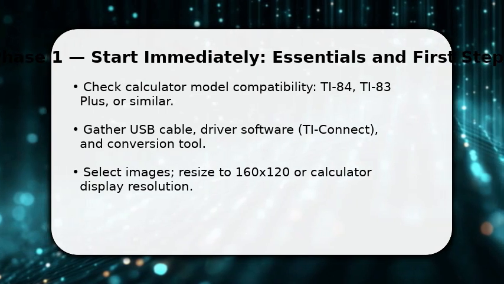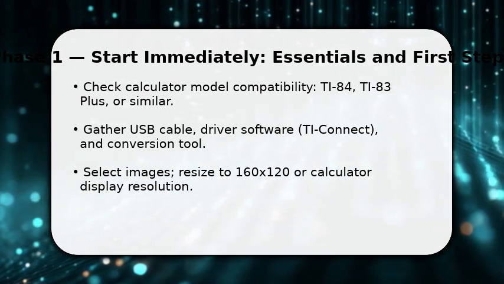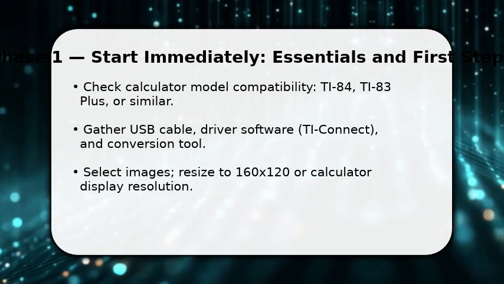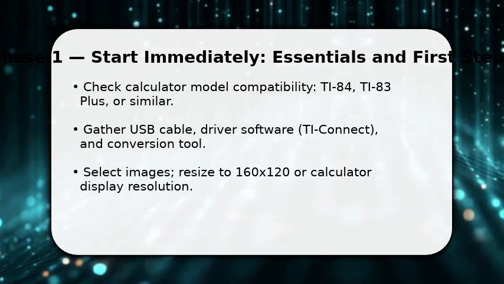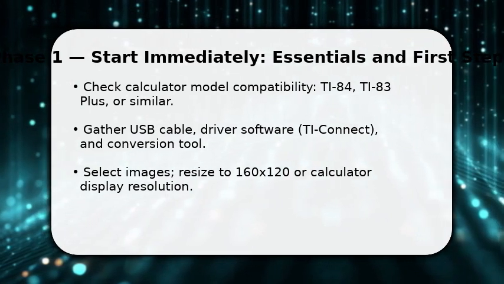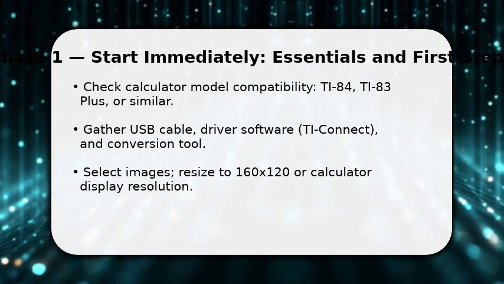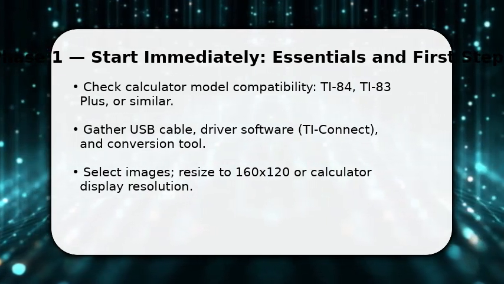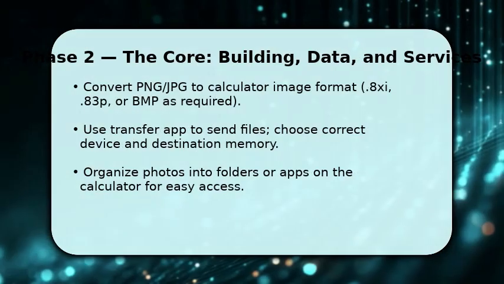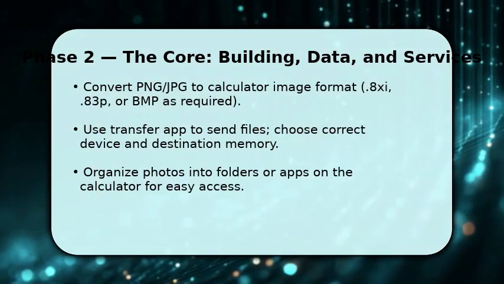Next, pick the photos you want and resize them to your calculator's screen resolution, for example 160 x 120. This ensures they display correctly. Once done, convert to the calculator format with the converter tool so the device can read the image files without errors. Now convert each photo to the calculator's native format.